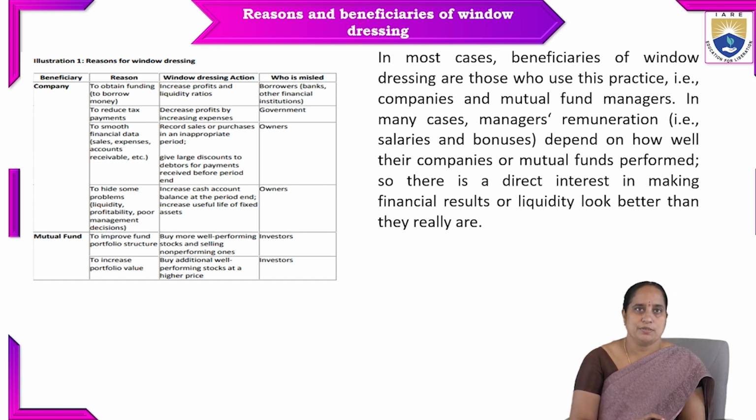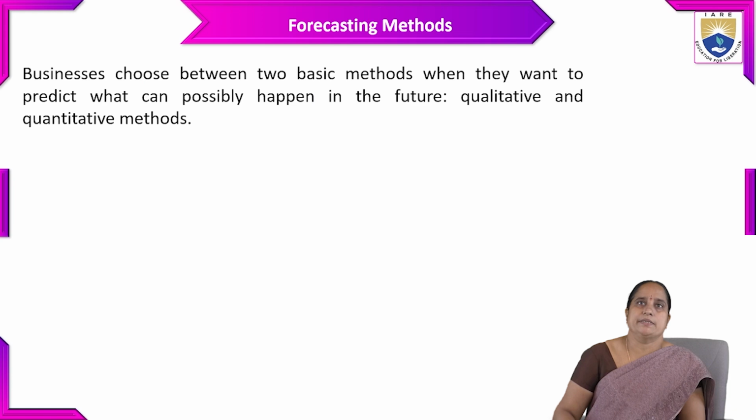Whereas coming to mutual funds, the reasons for window dressing are to improve fund portfolio structure and to increase portfolio value. The relevant window dressing actions are buying more well performing stocks and selling non performing ones. In this case, investors are going to be misled and buy additional well performing stocks at a higher price. In that case also, investors are going to be misled.